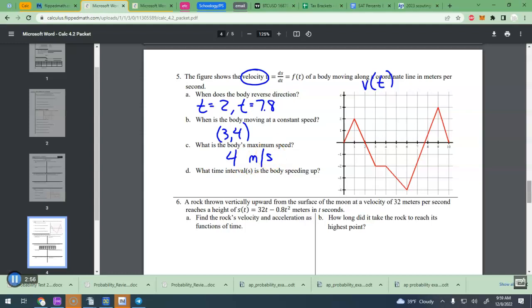And then what time intervals is the body speeding up? Remember, speeding up means moving away from the x-axis on a velocity graph. So 0 to 1, because we're going away. 2 to 3, because we're going away. We're not speeding up here because it's constant. 4 to 5, because we're going away, and then 7.8 to 9, because we're going away.